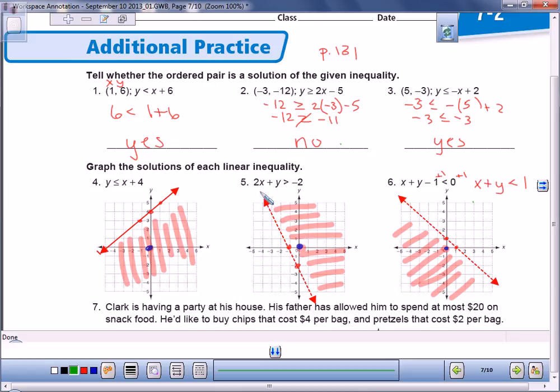I always do 0, 0. And I do too, since zero is smaller than too. So 0 plus 0, is that greater than or equal to negative 2? Yes, it is. 0 is greater than a negative number. So we would shade towards that point. And that's what I do every time. 0 is less than or equal to 0 plus 4. Well, yeah, 0 is less than 4, so let's shade towards that point. Here's 0, 0. If I plug it in, I get negative 1 is less than 0. Sure, shade towards that point. Any questions on 4, 5, and 6?